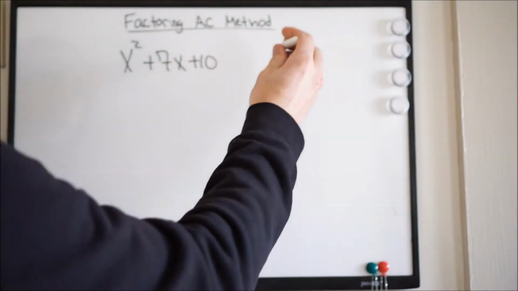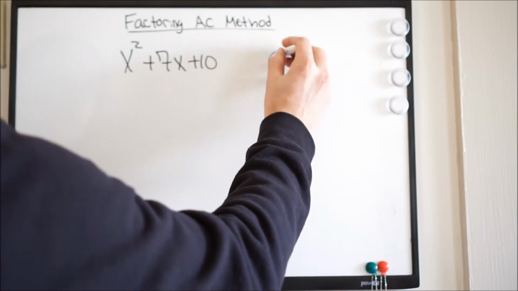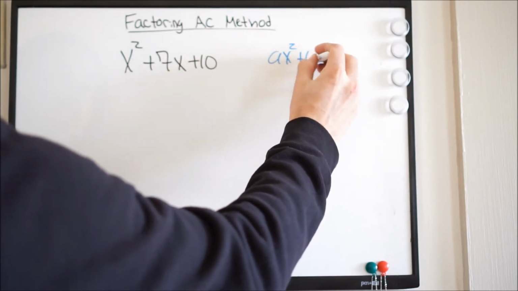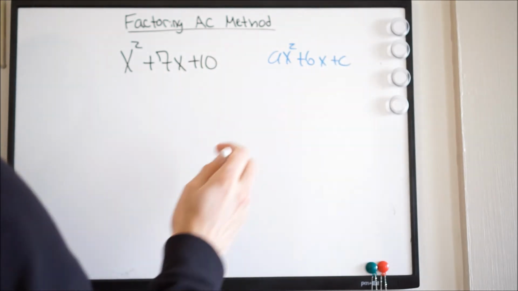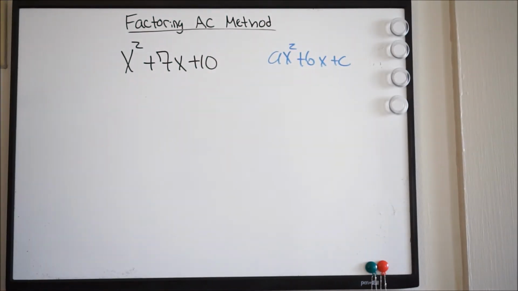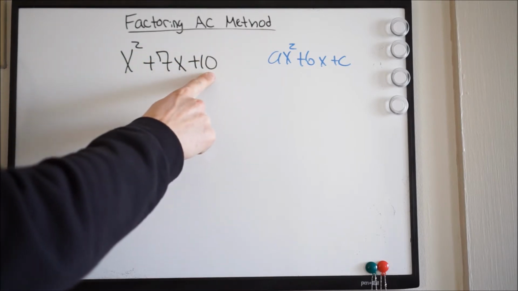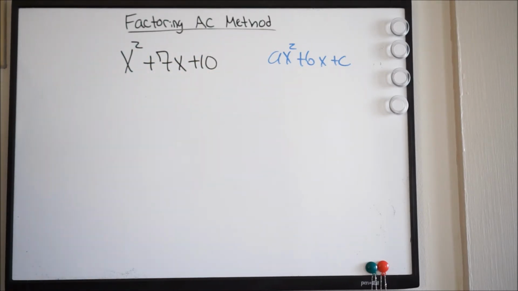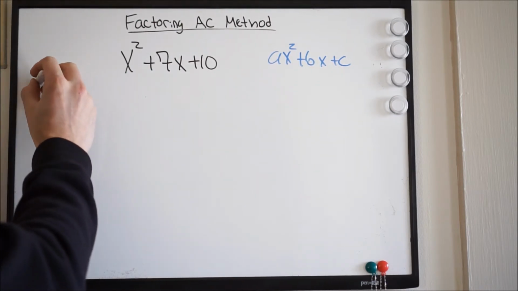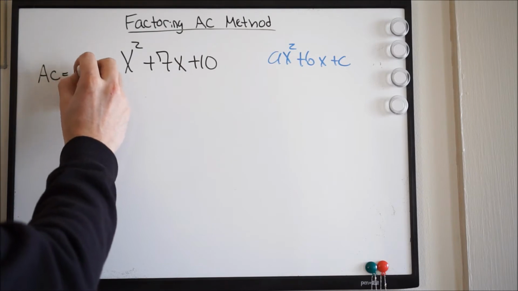So we have ax squared plus bx plus c. That is a quadratic in standard form, and that is what we have here. Now in order to factor this, we have to multiply both the a and the c value. In this case our a value is just going to be 1. Our c value is going to be 10. So when we multiply the two, 1 times 10, we get 10. So in this problem, AC equals 10.